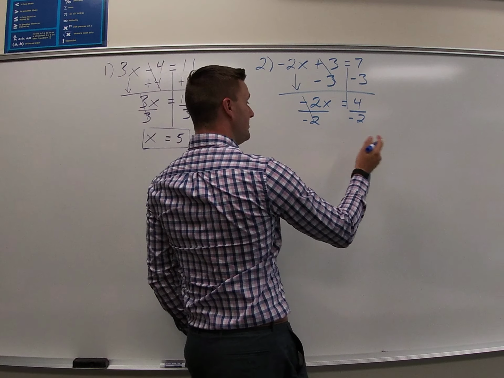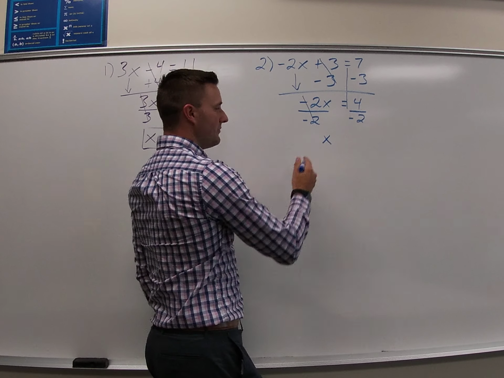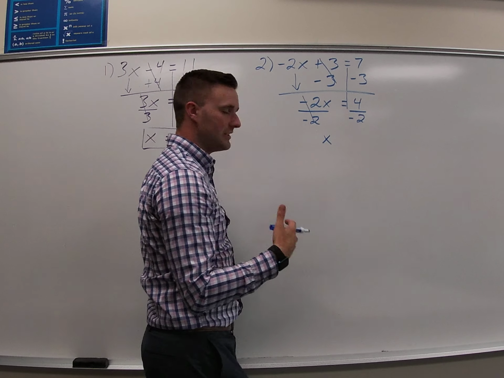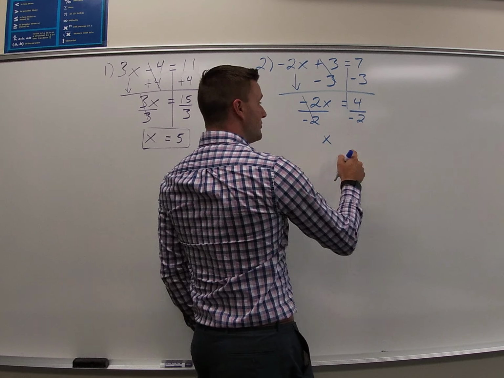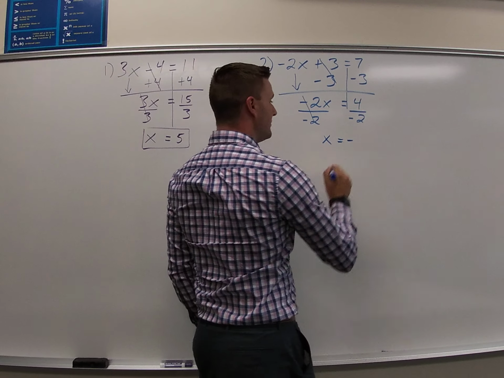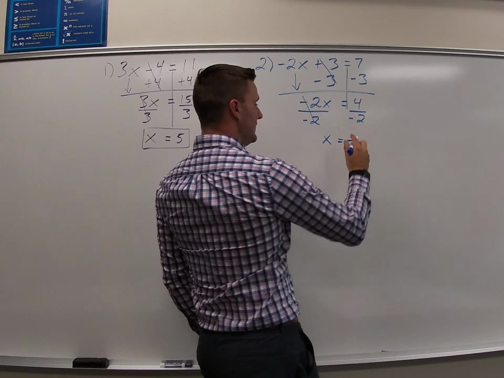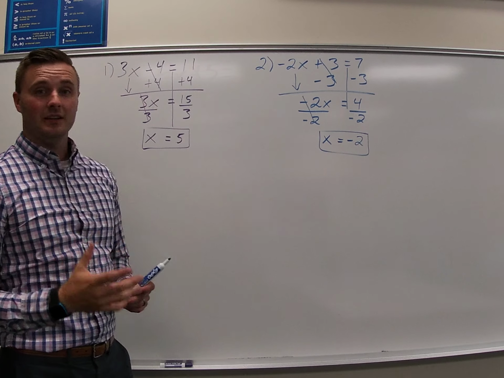So these still simplify to give me a positive 1x. We don't have to write the 1 in front of the x. We can just leave it as an x, understanding it is a 1. Then 4 divided by a negative 2, a positive number divided by a negative number gives us a negative number. And then 4 divided by 2 is 2. So this is how we would solve two-step equations.